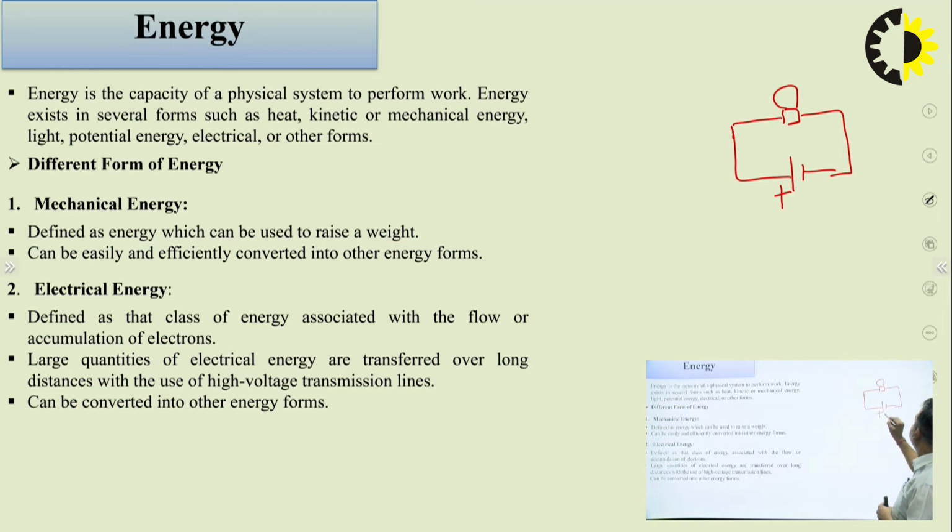Like, suppose this is a battery having positive and this is negative terminal. So electrons are flowing in this direction. This is a load, like a bulb is there having certain resistance. This is wires. So current is moving in this direction and load is there having certain resistance. So to illuminate it, we need this, and this is called the electrical energy.